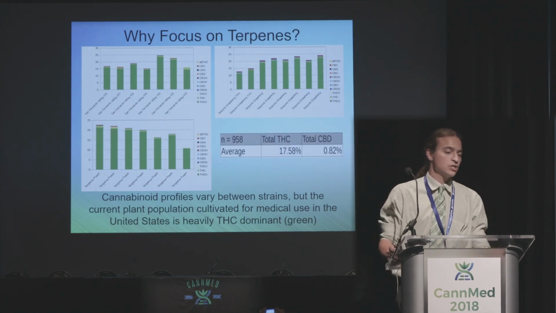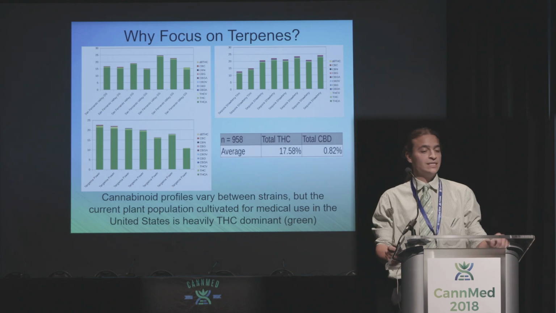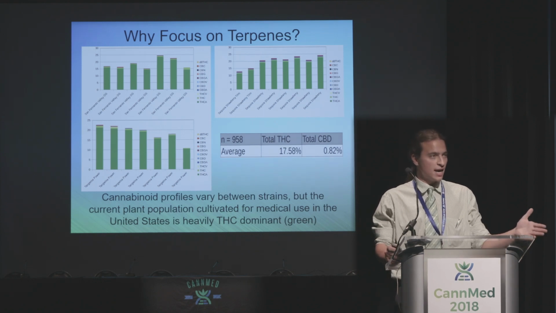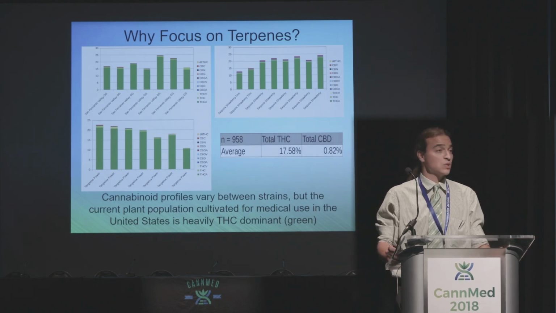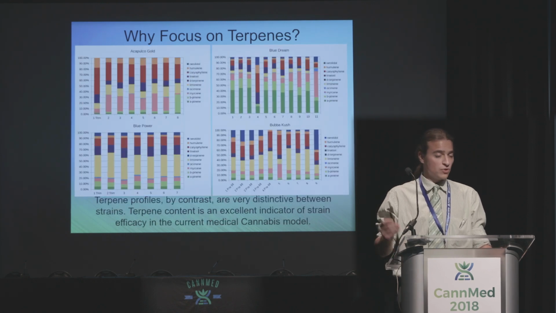When we look at the global average in our 958 sample data set, 18% THC, but even though some strains are like half CBD, the average comes to less than 1%. So let's focus on terpenes instead.